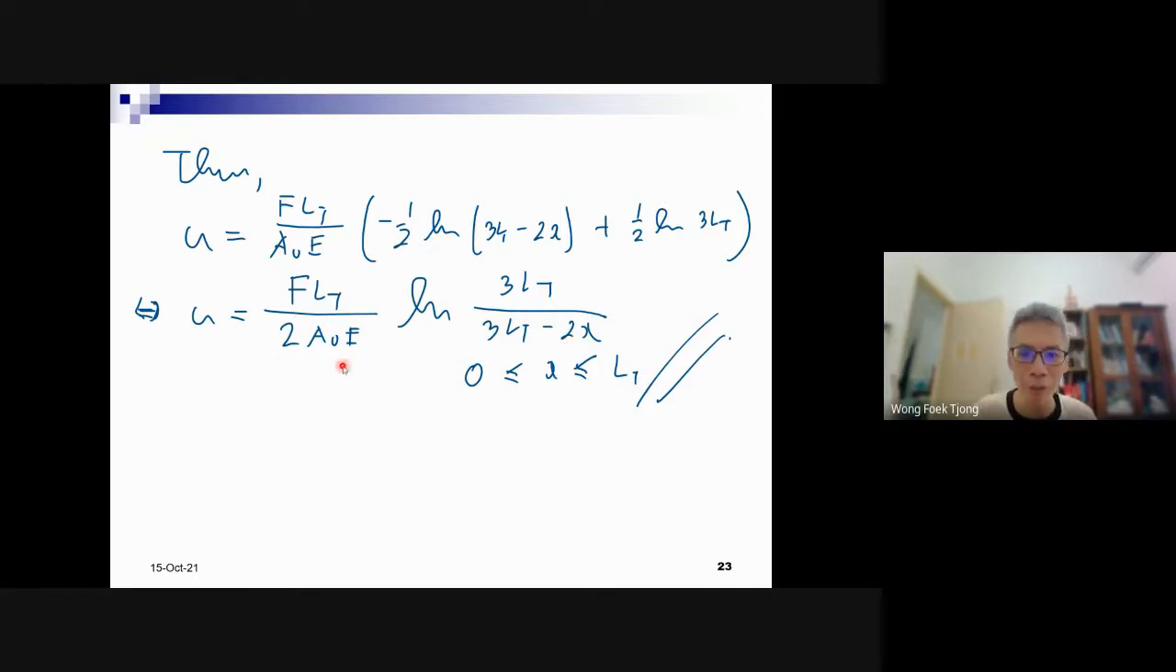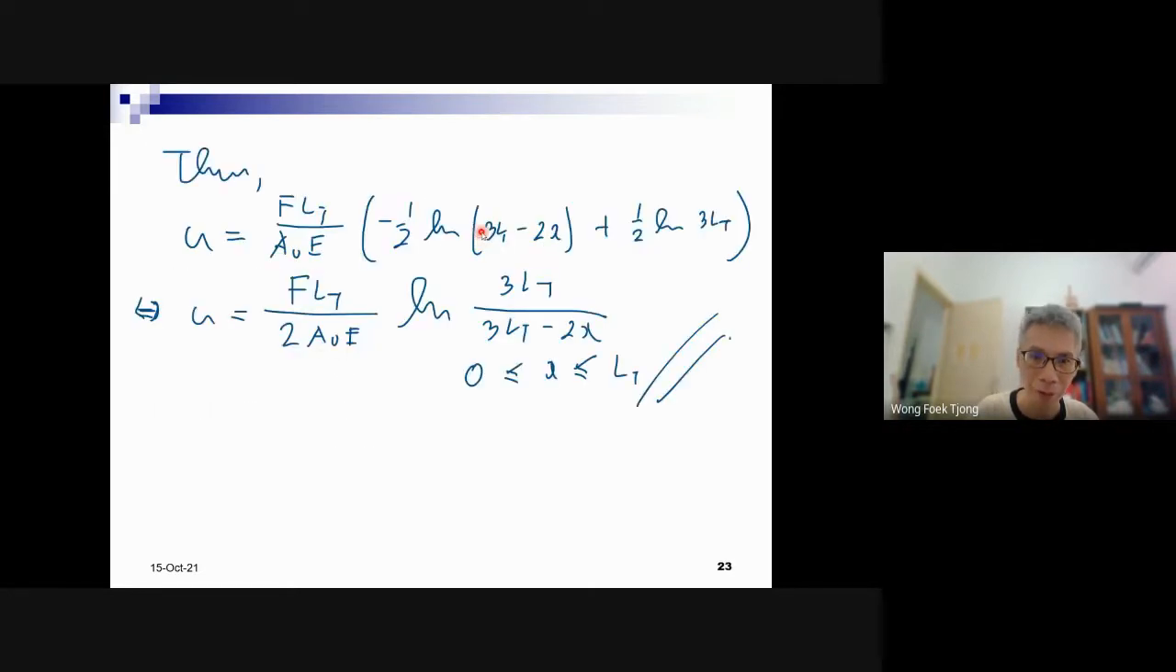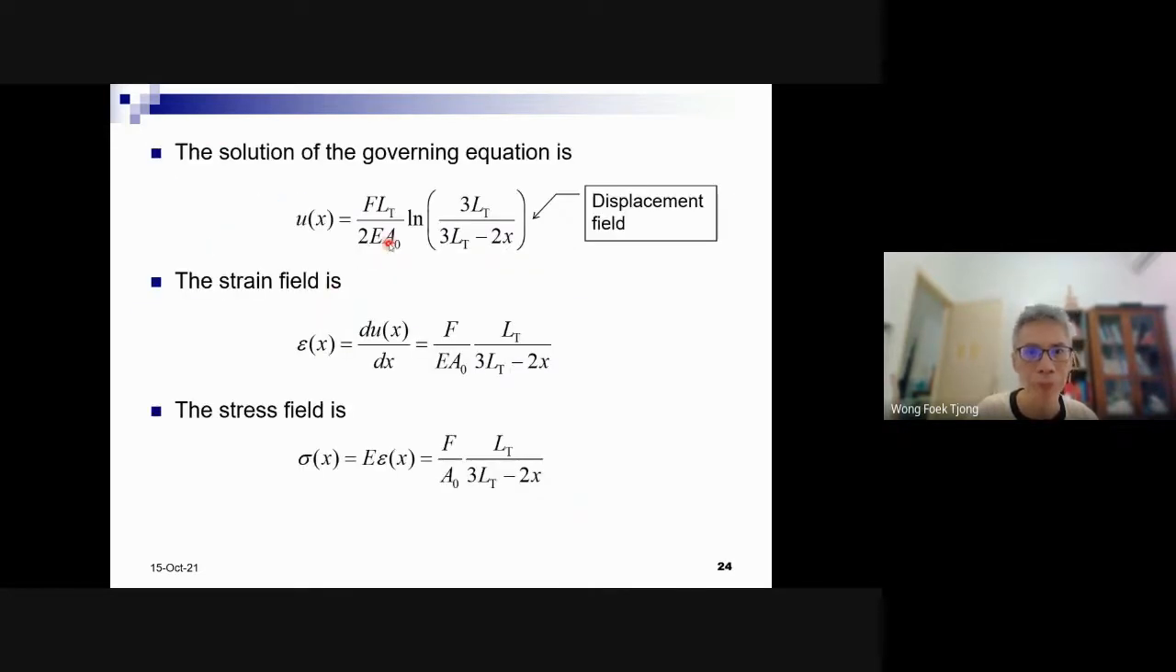Any questions so far? So we get these equations. Okay, this one. Please, if you have any questions. No questions? So far, so good?